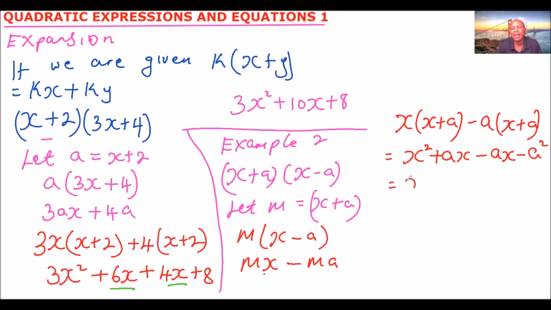So we start by writing our x squared. ax minus ax will give us 0, and then we have minus a squared. So that is how you expand that. I hope you are following what we are doing here. So we are not yet through. We'll just do another example and see whether we'll be able to get the concept.